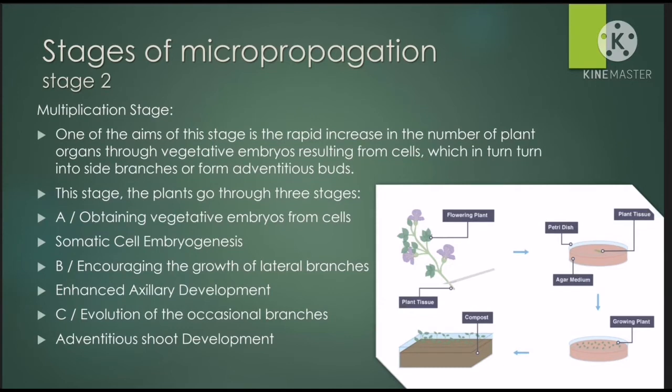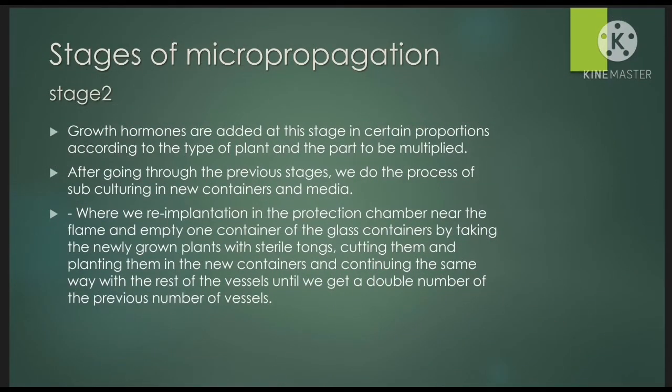Stage 2. Multiplication stage. One of the aims of this stage is the rapid increase in the number of plant organs. At this stage, the plants go through 3 stages: A, B, and C. Growth hormones are added at this stage in certain proportions according to the type of plant and the part to be multiplied. After going through the previous stages, we do the process of subculturing in new containers and media.